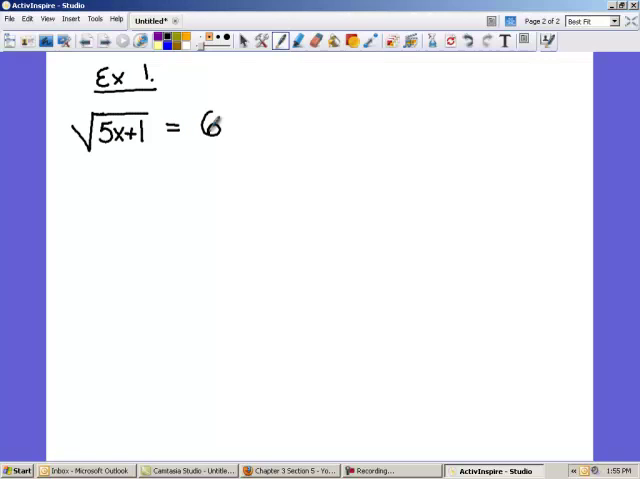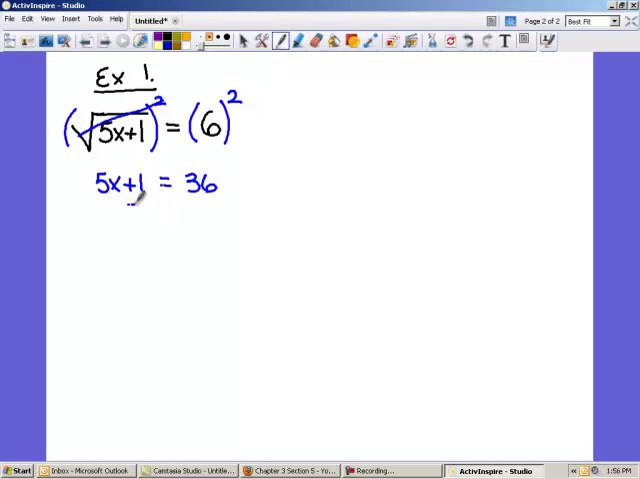Anytime you have a radical, you want to undo it by taking all of it and giving it an exponent, whatever the root is. So this is a square root. We're going to take all of it and square it. And then we're going to do the same on the other side. When you do that, this square root and the square cancel out, and you're left with what's underneath of it. And then 6 squared is 36.